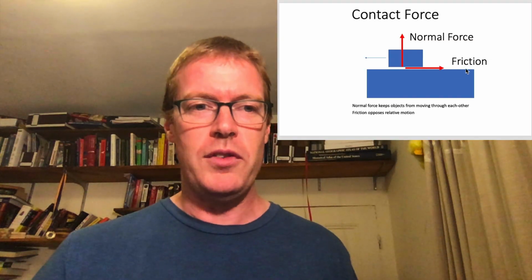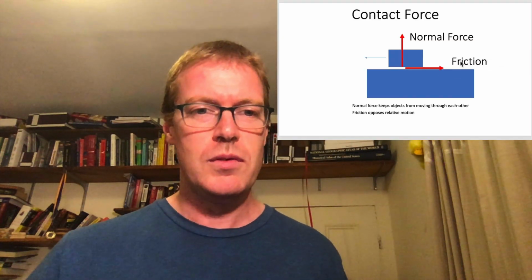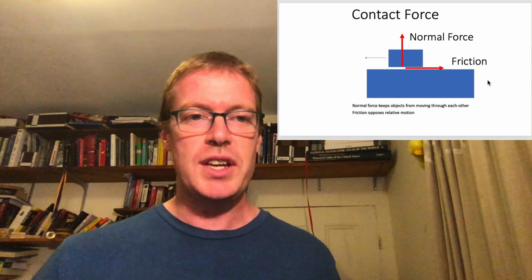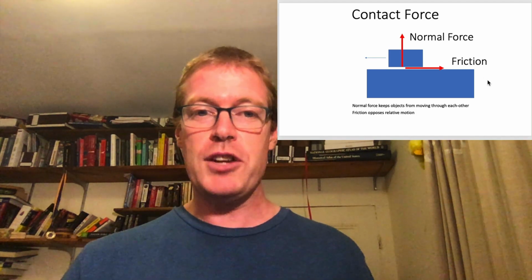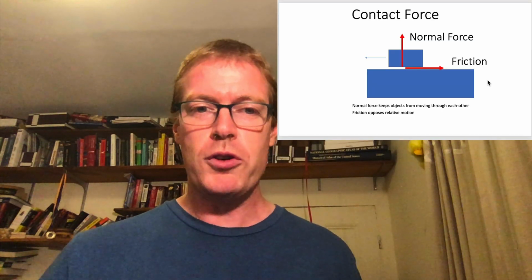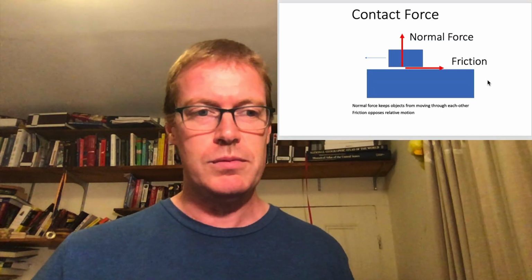The parallel component of the contact force is friction. Friction has some complicated behavior, and it's useful to distinguish the case where the two surfaces are stationary with respect to each other from the case where they are sliding past each other. We refer to these as static and kinetic friction.